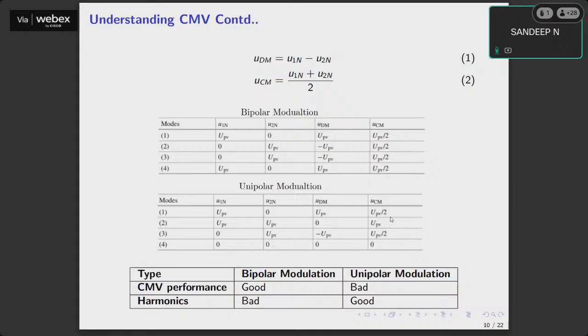Because the moment the common mode voltage changes, there is a dV by dt. In this case, the dV by dt is 0. UCM is constant, so dV by dt is 0. In this case, dV by dt is changing.